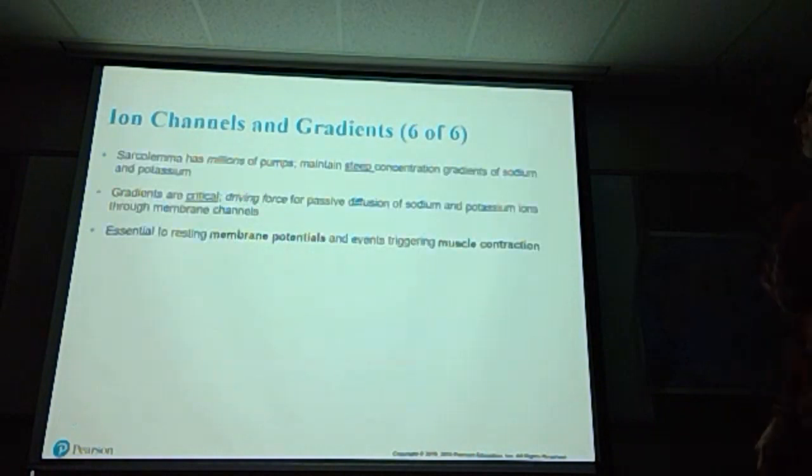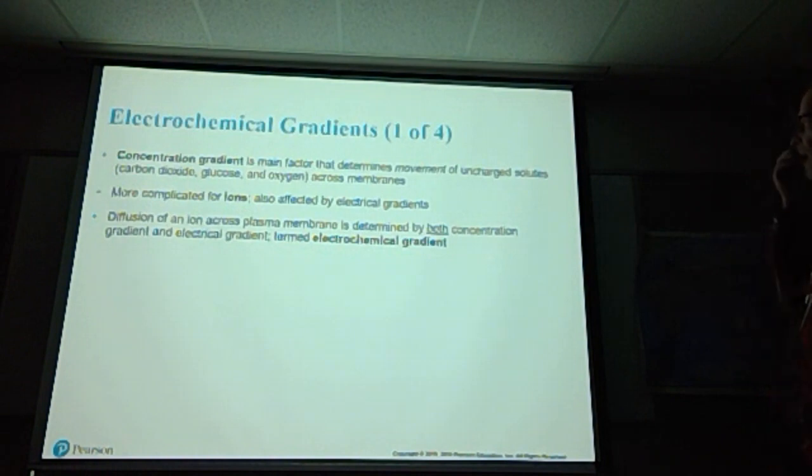The sarcolemma has millions of pumps. They maintain a steep concentration gradient of sodium and potassium. These gradients are critical. They are the driving force for passive diffusion of sodium and potassium ions through the membrane channels. Again, we do have the passive diffusion of these, but it's dependent on that gradient being there. The gradient is created by the sodium-potassium pump. This is essential in resting membrane potentials and events triggering muscle contraction. And we will talk about what happens when that gradient gets disrupted after a while.